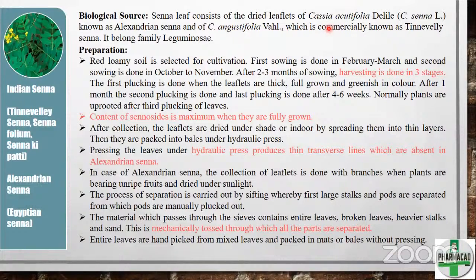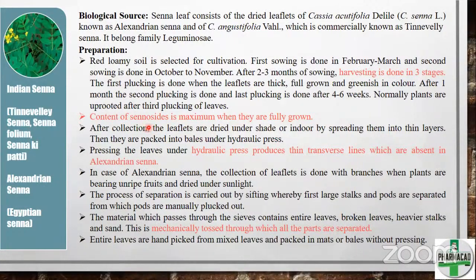Now, senna leaf consists of dried leaflets of Cassia acutifolia, known as Alexandrian senna, and Cassia angustifolia, commercially known as Tinnevelly senna. It belongs to family Leguminosae. Now, senna leaf harvesting is done in three different stages. Okay. First, plucking is done when the leaflets are thick and fully grown. After 1 month, the second plucking is done, and the last plucking is done after 4 to 6 weeks. Normally these plants are uprooted after the third plucking of leaves.